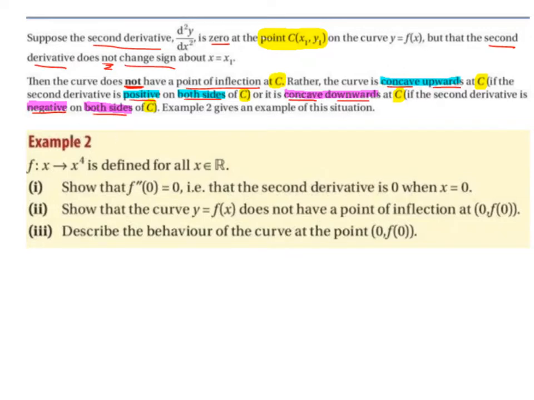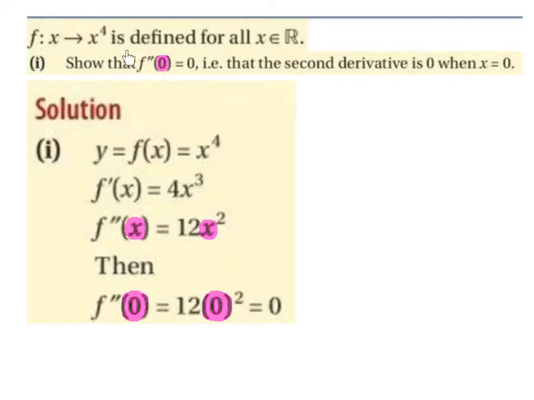So here we have example 2. f of x maps x to x to the power 4, and is defined for all x values, elements of the real number set. Number 1, show that f double prime of 0 is equal to 0. This means if we get the second derivative of the function and we sub in 0, we get 0 as our output, i.e. the second derivative is 0 when x is equal to 0.